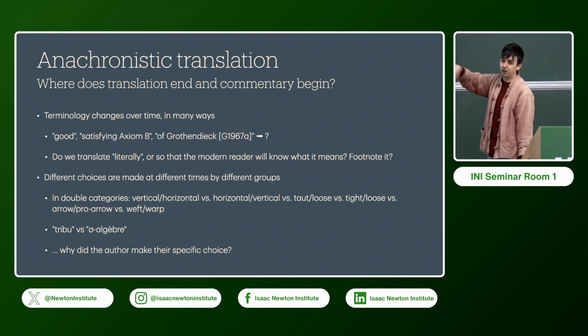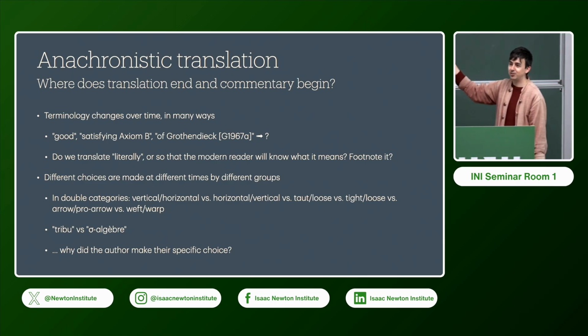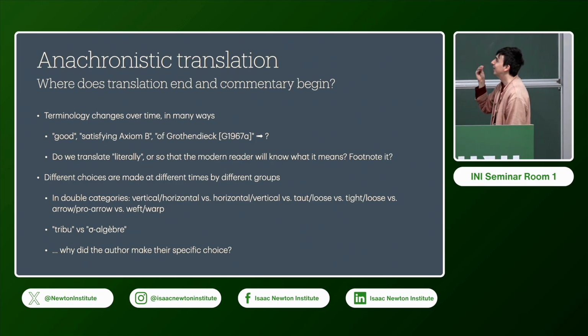Some people call them taut and loose. Some people call them tight and loose. Some people call them arrows and pro-arrows. I call them weft and warp because I think that's a much cuter terminology. And I just want more chaos in the world. But there are all of these choices to go along with. So how do you imagine somebody trying to translate this in the future?